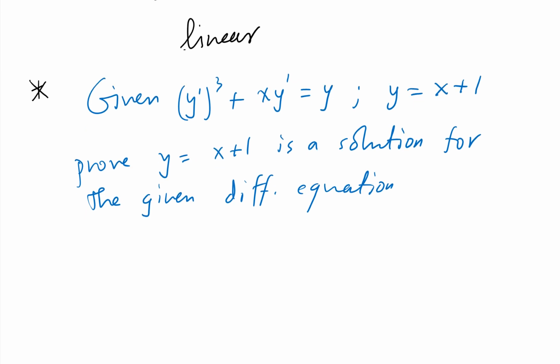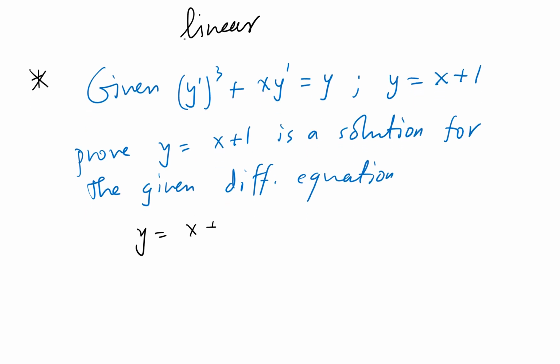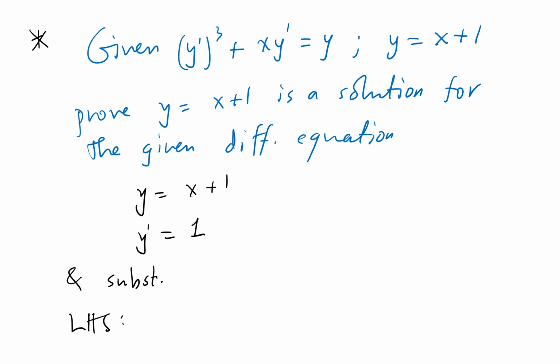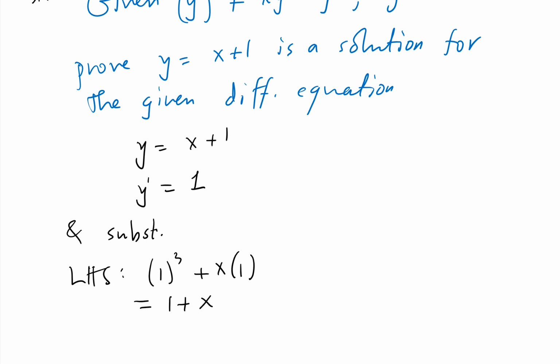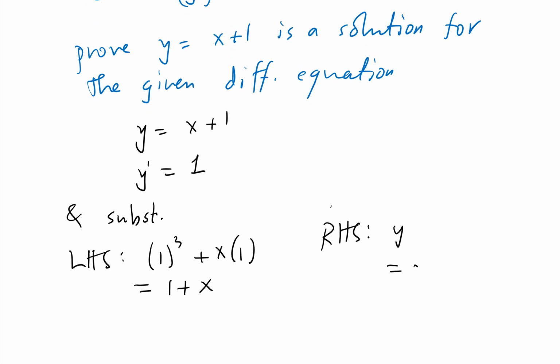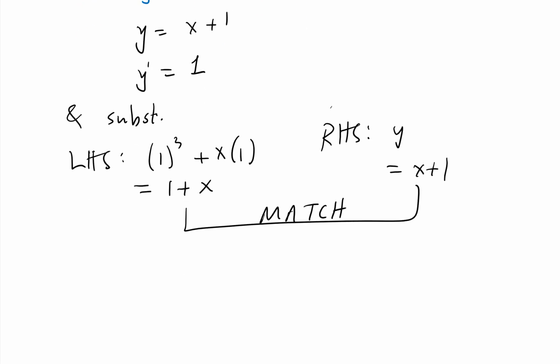So how do you do that? We need to take that y and find y prime, which is 1, and then substitute into the given differential equation. So on the left hand side, y prime is 1 cubed, and x times y prime is x. What do we get? 1 plus x. For the right hand side, it says it's y. But what is y? y is given as x plus 1. See, they match. So you're fine.